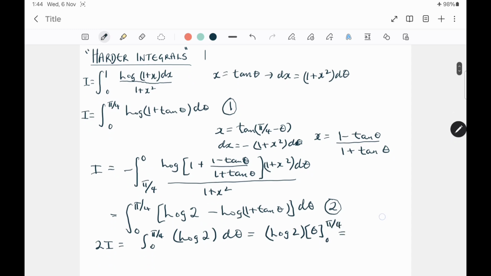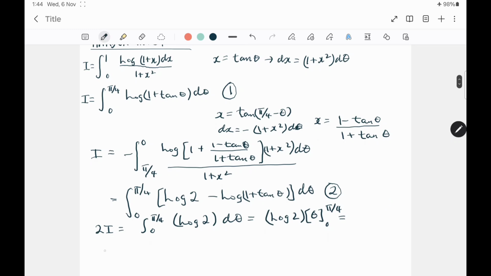So that gives us 2I equals log of 2 times pi upon 4. And then dividing through by 2, we come to the final stage. I equals pi over 8 log of 2. And that completes the exercise.